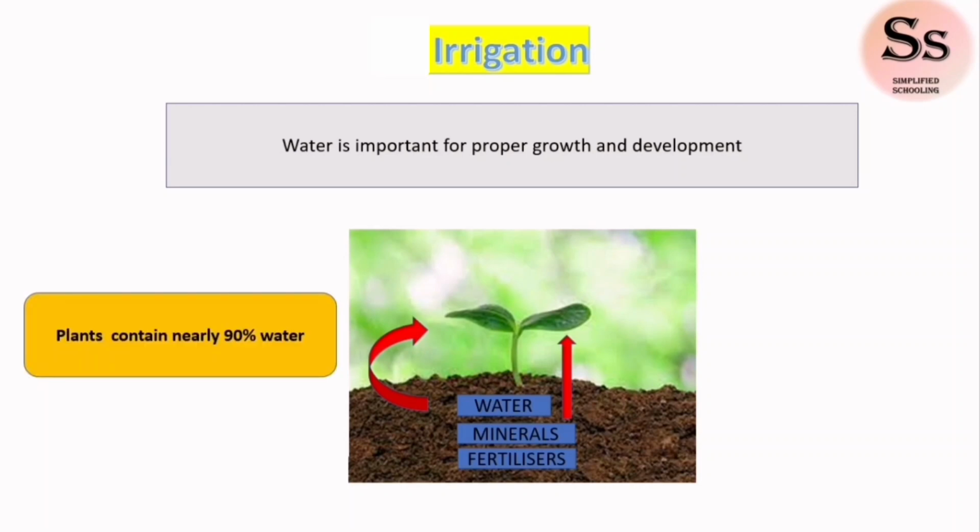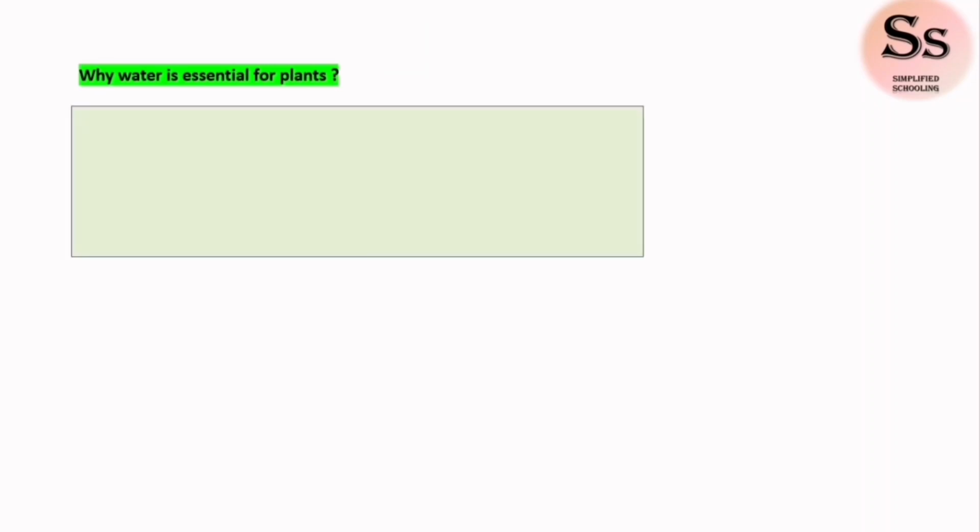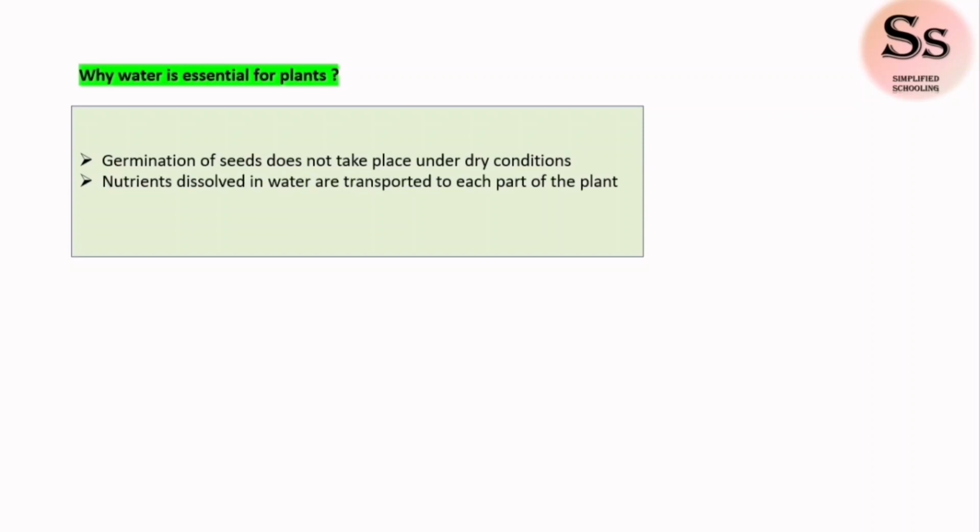Do you know why water is essential for plants? It is because germination of seeds does not take place under dry conditions, so water is a must. Also, nutrients dissolved in water are transported to each part of the plant. In this way, the proper nutrient supply of the plant is done only because of the water.